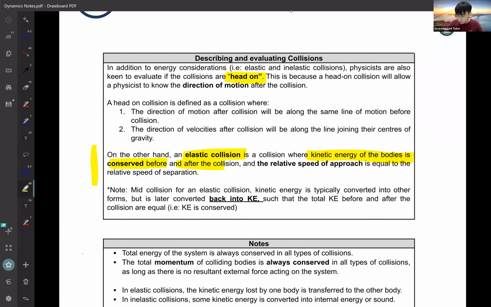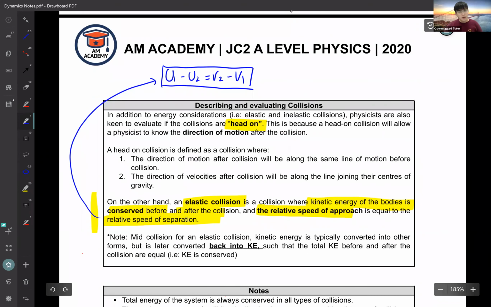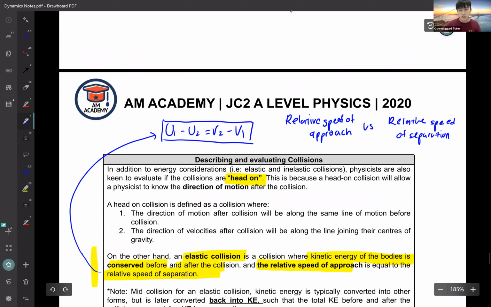And you know when this occurs, the relative speed of approach is equal to the relative speed of separation. So there's a formula for this. It's also written above. U1 minus U2 is V2 minus V1. This is one thing that you must remember. If it helps you understand a little better, because I don't like to memorize things without understanding why they're called, for example, relative speed of approach versus relative speed of separation. I hope you all get it in terms of why they call it the relative speed of approach.